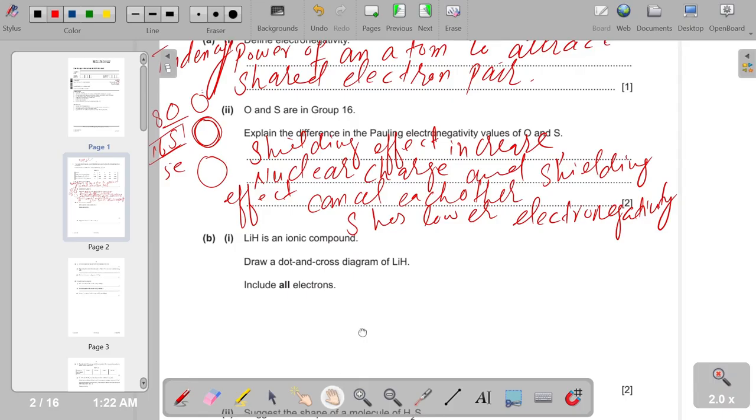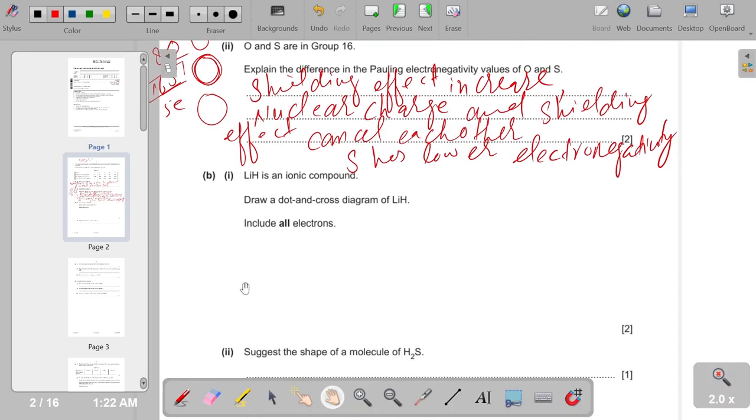Lithium hydride. Now we have this lithium hydride. When hydrogen is connected with some metal, for example sodium, hydrogen carries a negative charge and sodium carries a positive charge. So it is a hydride when hydrogen bears a negative charge. Here it is a bond between a metal and a non-metal, so it's an ionic bond.